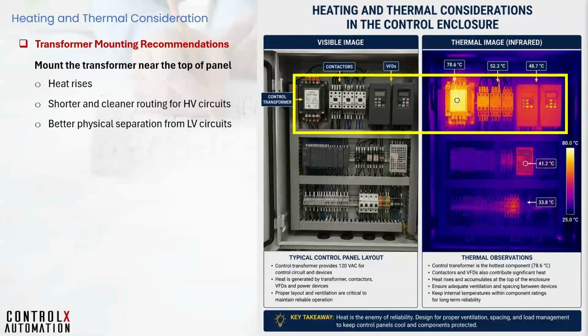Mounting the transformer high creates a natural vertical separation, high voltage at the top, low voltage control wiring down below. This aligns with good panel building practice, improves safety, simplifies troubleshooting, and keeps the 120 volt and 24 volt DC control distribution clean, organized, and separated from 480 or 600 volt AC.